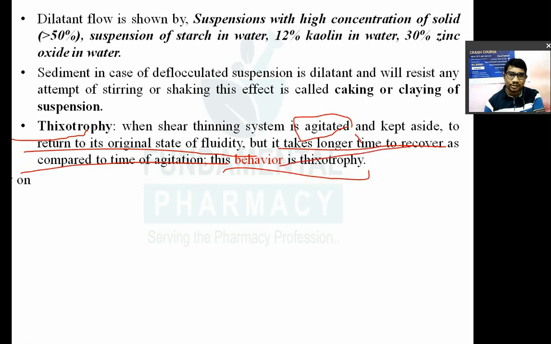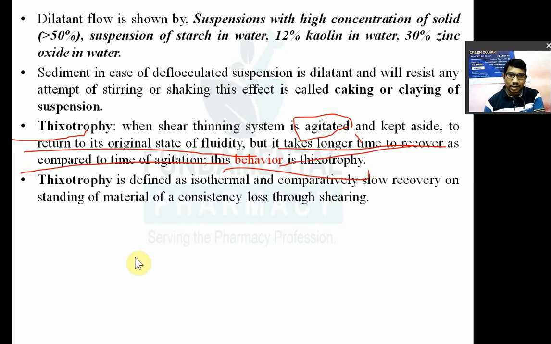What is the definition of thixotropy? It is nothing but the isothermal and comparatively slow recovery, on standing, of a material of consistency lost through stirring. जो भी मटेरियल है उसका स्टर करने के बाद कंसिस्टेंसी लॉस हो गया, ओके, वो रिकवर हो रहा है लेकिन टाइम ले रहा है, कंपैरेटिवली स्लो रिकवरी. दैट इज नथिंग बट थिक्सोट्रॉपी.